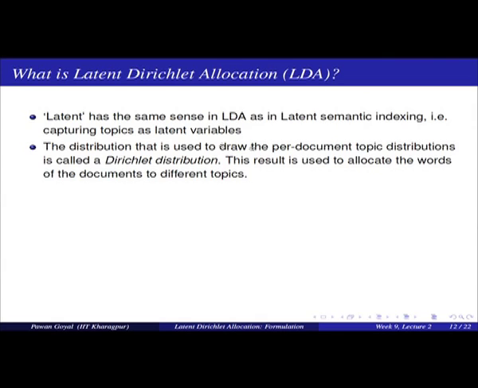Then what is Dirichlet here? You saw the Dirichlet distribution at two places. The distribution used to draw the per-document topic distributions is a Dirichlet distribution. That is how I am sampling topics for a given document, and this result is used to allocate the words of the documents to different topics, and that is where the word allocation is also coming. So you have latent, Dirichlet, and allocation. Now we will look at this Dirichlet part in a bit more detail.